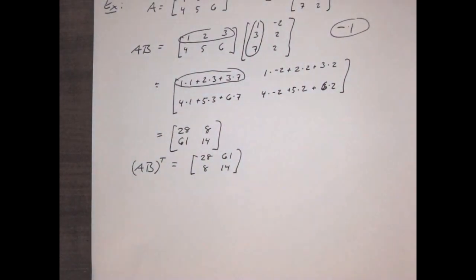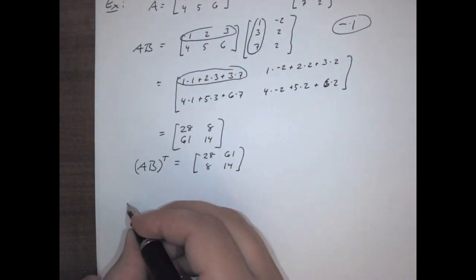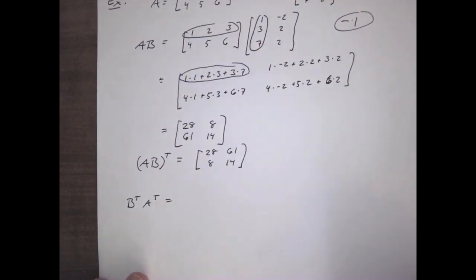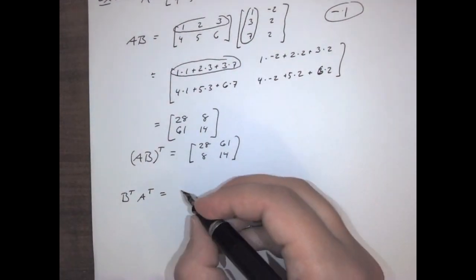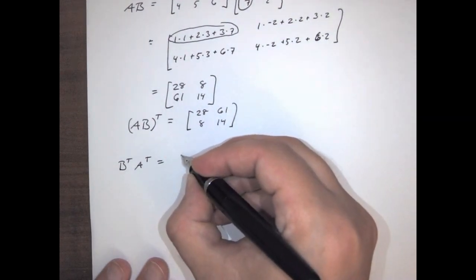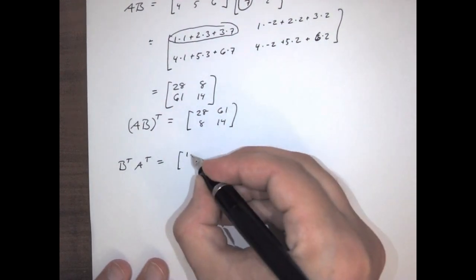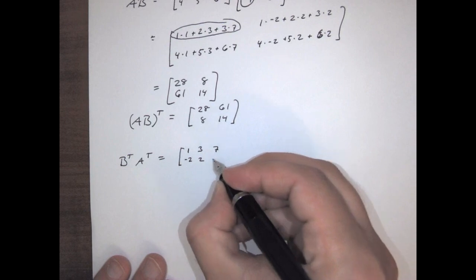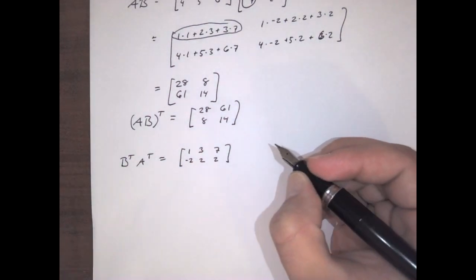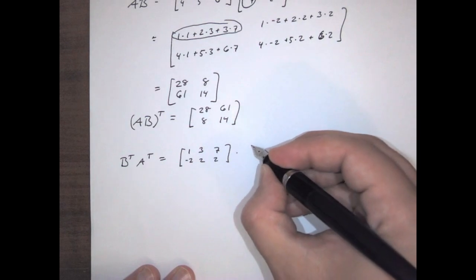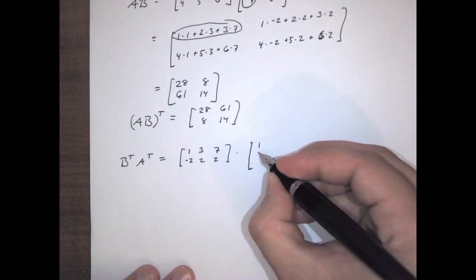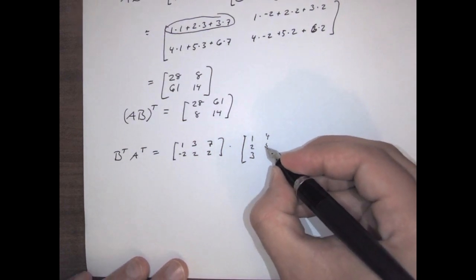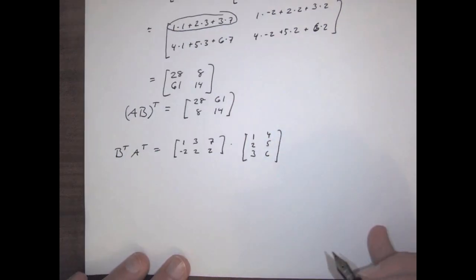Now let's think about what it would be like if we were considering B transpose A transpose. So this should end up matching that. So B transpose is: take 1, 3, 7 for the first row instead of the first column, negative 2, 2, 2 for the second row instead of the second column, times 1, 2, 3 for the first column instead of the first row, and 4, 5, 6 for the second column instead of the second row.